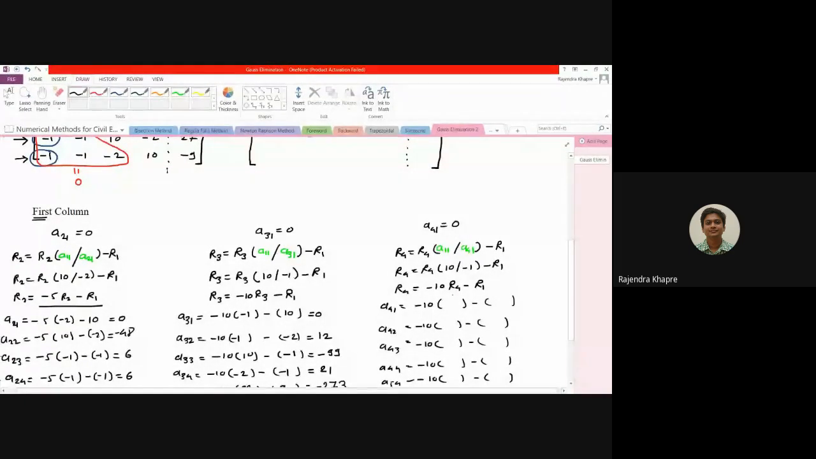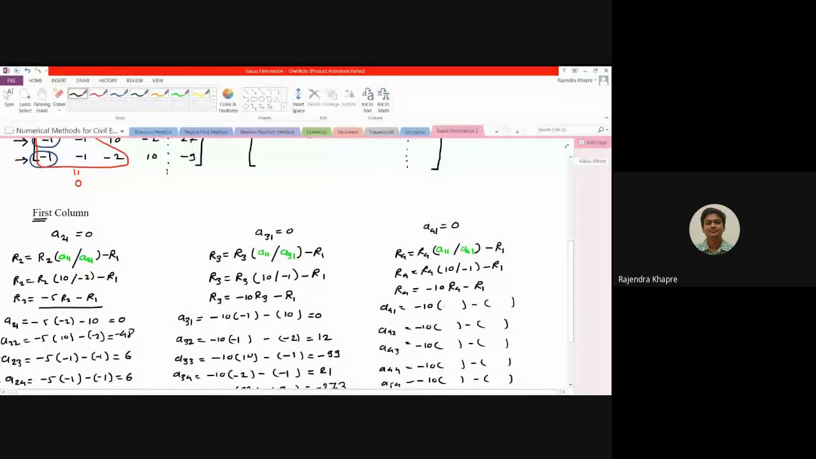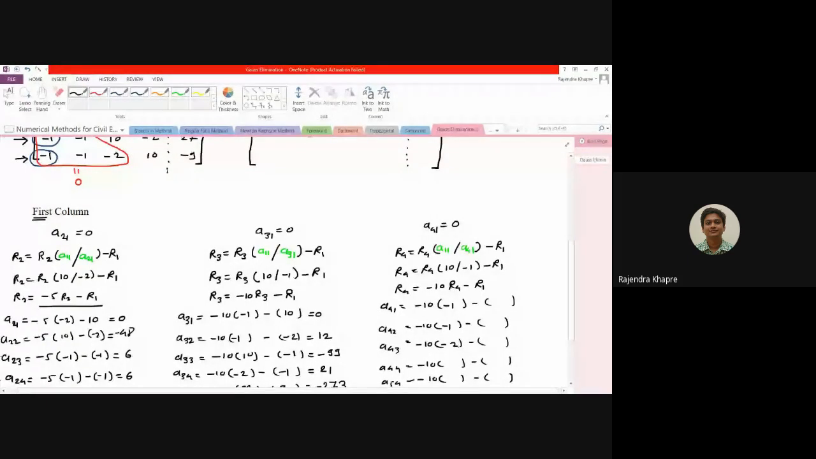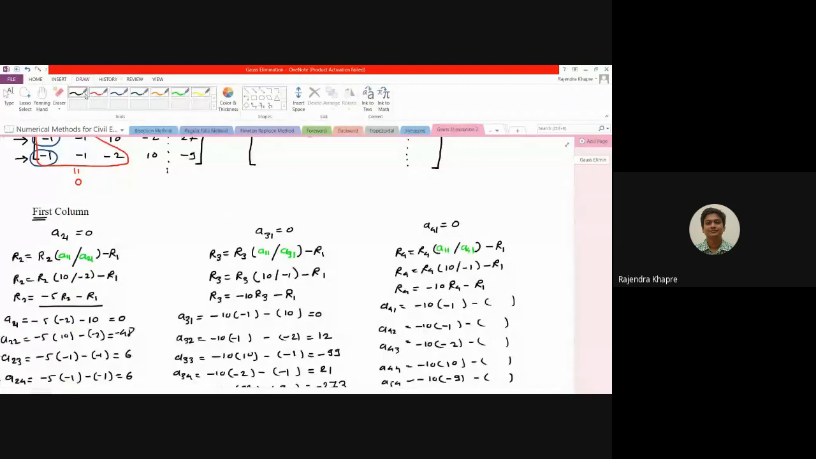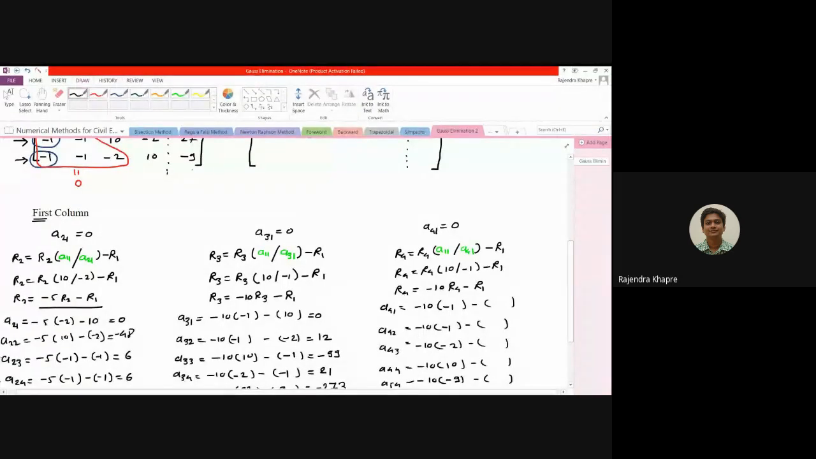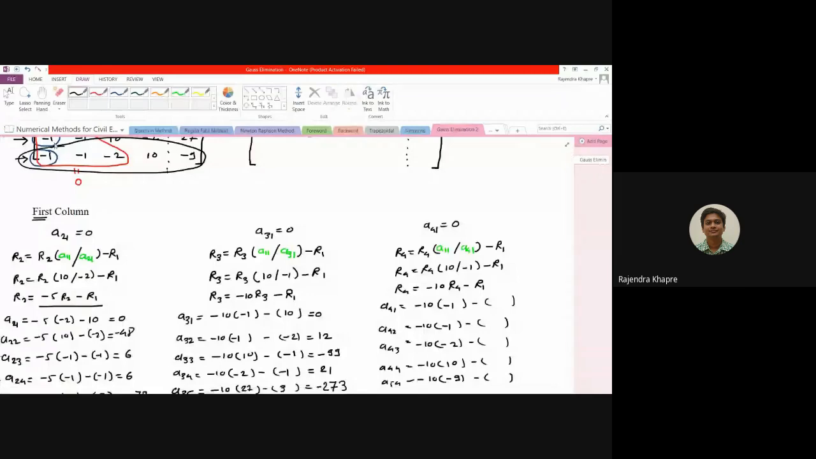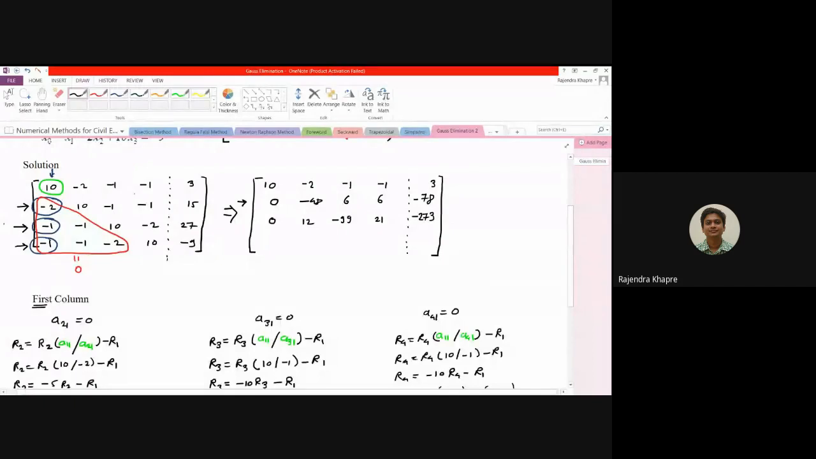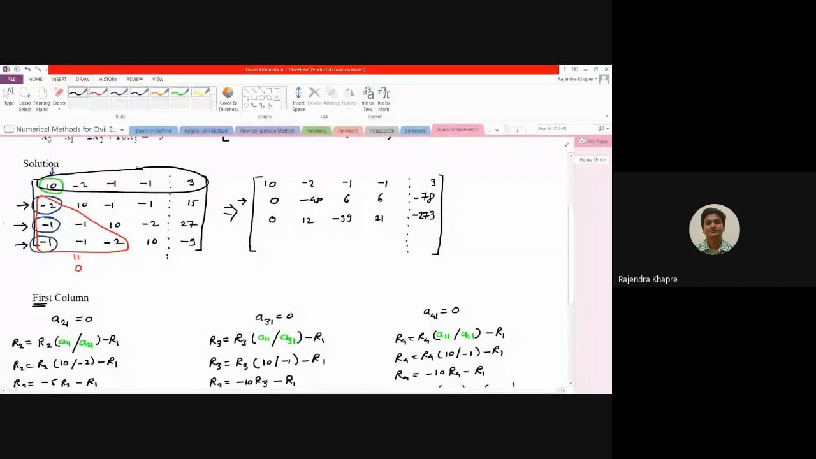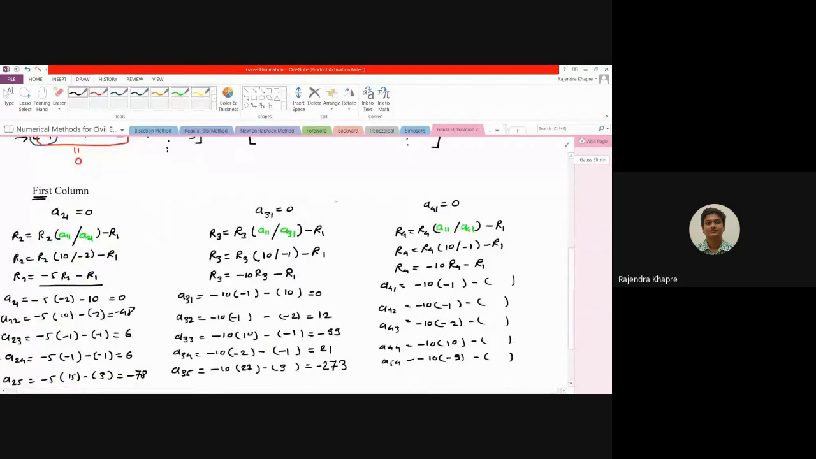Here basically all the R4 values will be coming. So this will be -1, -1, -2, this will be 10, and this will be -9. You can see over here these values I have written. And these are your R1 values, isn't it? So this is 10, -2, -1, -1, and 3.